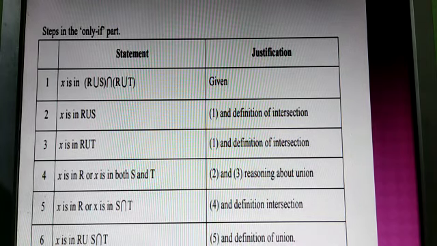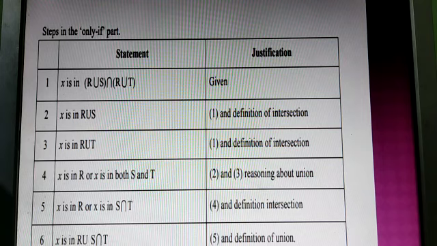Then steps in only if part. That means we consider the reverse part. So first we consider the right hand side. The right hand side is R union S intersection R union T. So given X is in R union S intersection R union T. So according to the definition of union, X is in R union S. Then according to the definition of union, X is in R union T. Then we have intersection of these two terms. So we can say according to the definition of intersection, X is in R union S and X is in R union T.